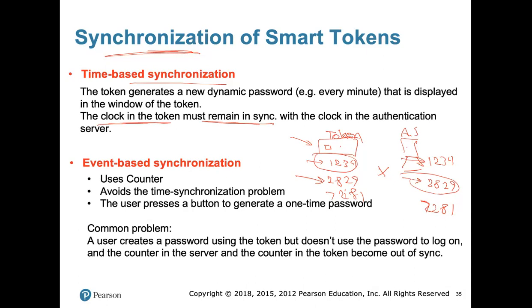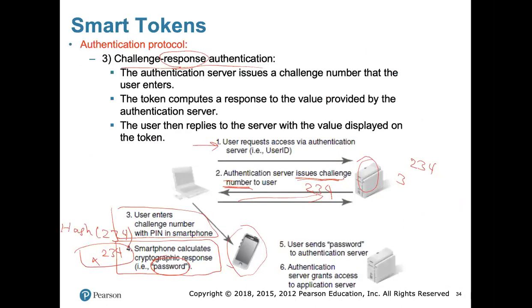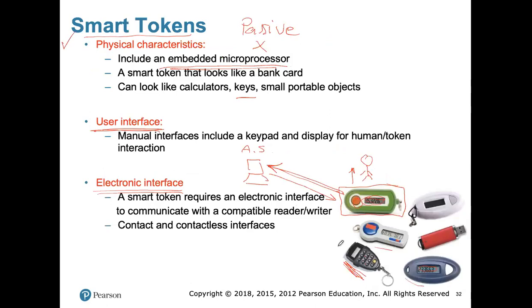But the problem with this is that your token should have some type of battery, because it needs to keep the time, and the time should be synchronized. For example, in these tokens that you see, if you have ever used some of them, you'll see that on the back of them there are small batteries, and those batteries are used to keep the time, so that the password they generate will be the same as the password that the authentication server generates.